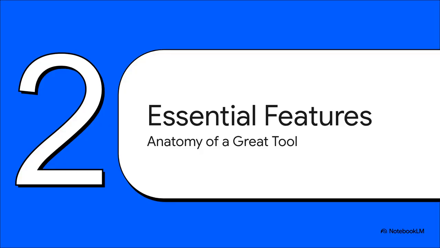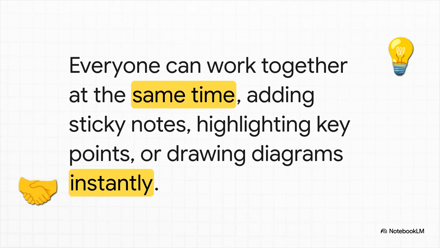All right, so let's pop the hood and take a look at the anatomy of a really great online whiteboard. What are the core features that make this thing such an effective tool for teaching? First up, and honestly, this is the absolute game changer, real-time collaboration. This is what it's all about. It means students can all be adding notes, highlighting text, and drawing connections at the very same time. It just completely changes the energy of the lesson.